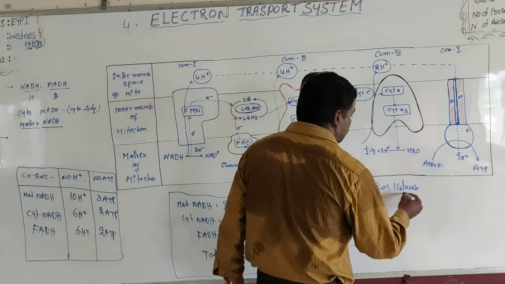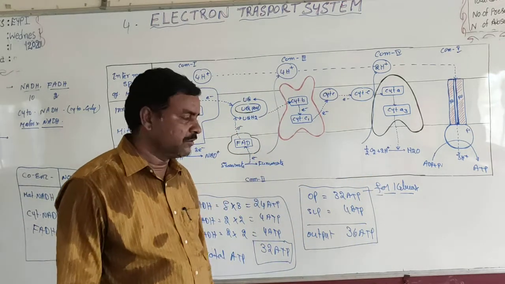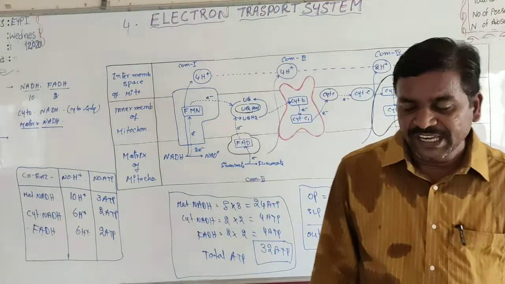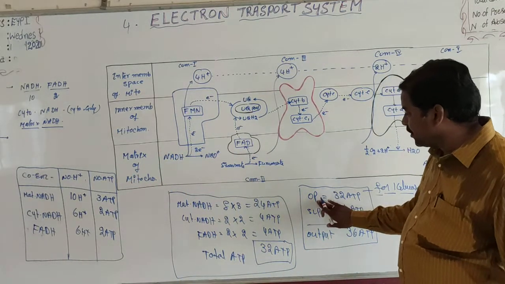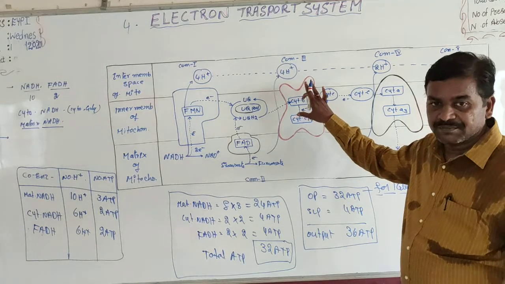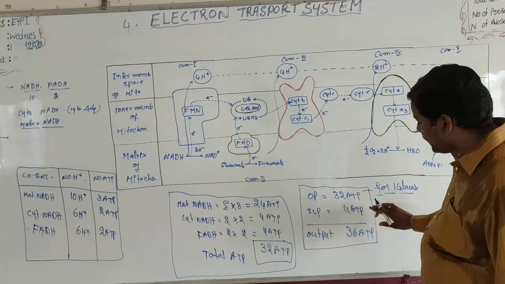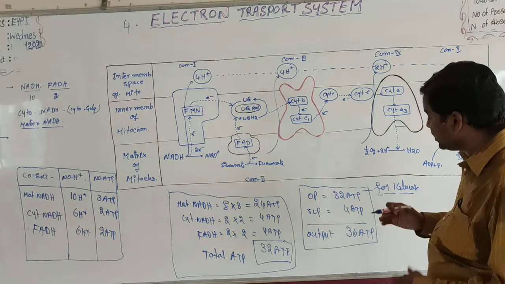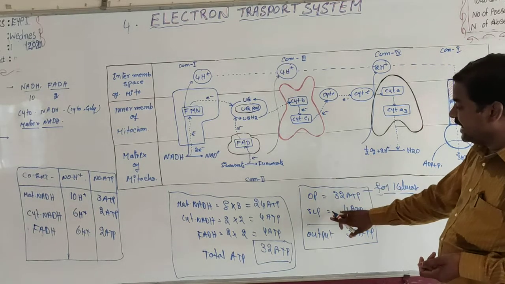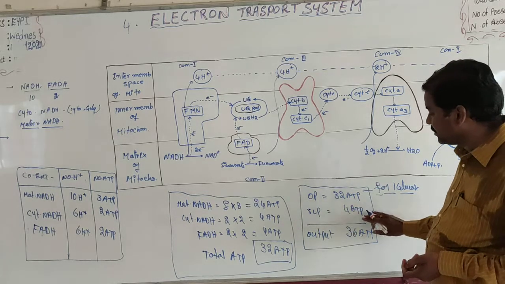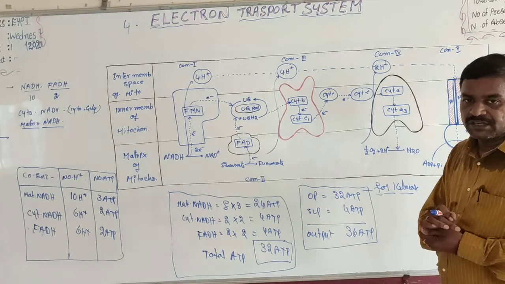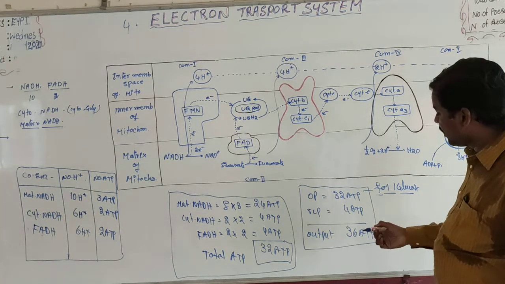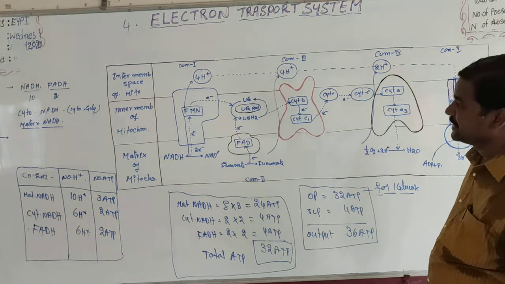For one glucose molecule, what is the total output of ATP? 36 ATP. How many ATP are formed by oxidative phosphorylation, the electron transport system? 32. How many are formed by substrate level phosphorylation directly? 4. What is the ratio of OP and SLP ATP? 32 is to 4, that is equal to 8 is to 1. Okay? Total output of ATP 36 ATP.